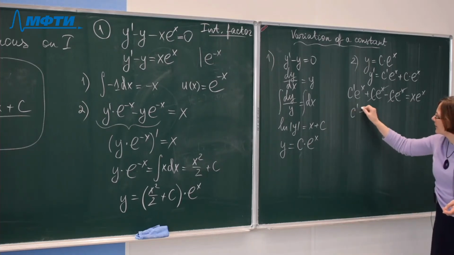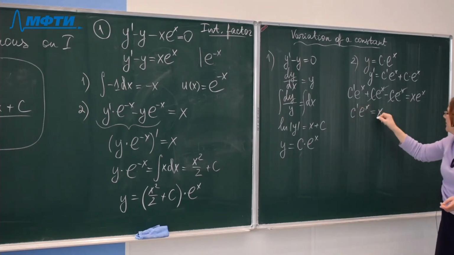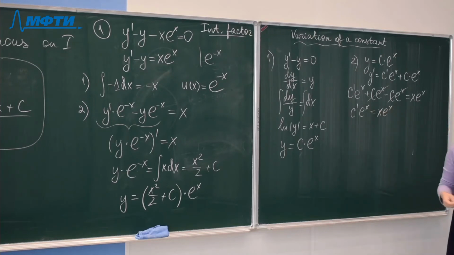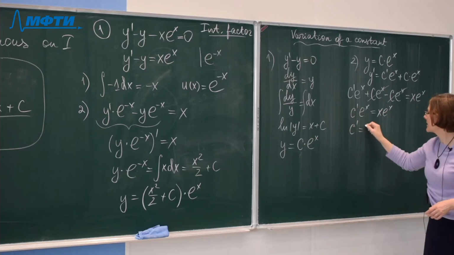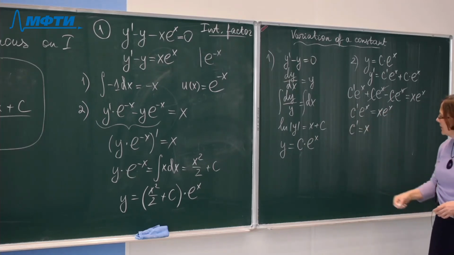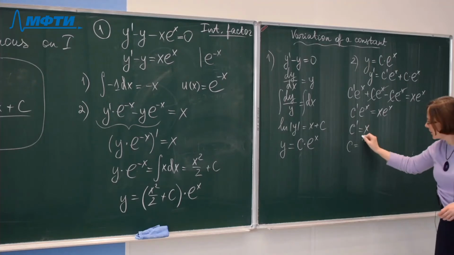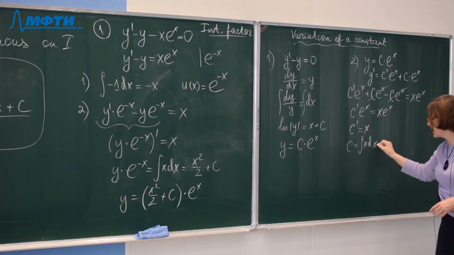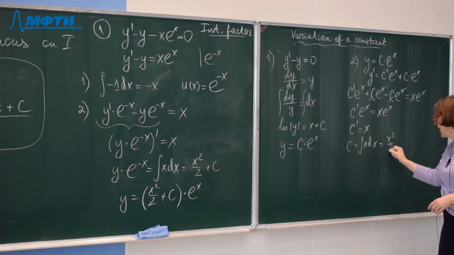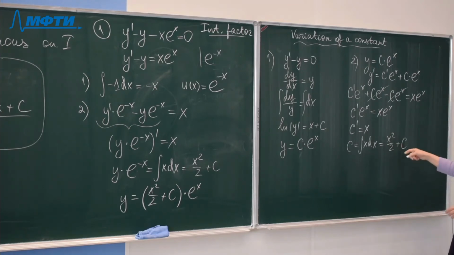And we have this equation. Next, we can divide by e to x, and we have c prime equals x, from which we obtain that c is equal to the integral of x dx. It is x squared over 2 plus c. So now this is a new constant, c1. And after this, we are done.